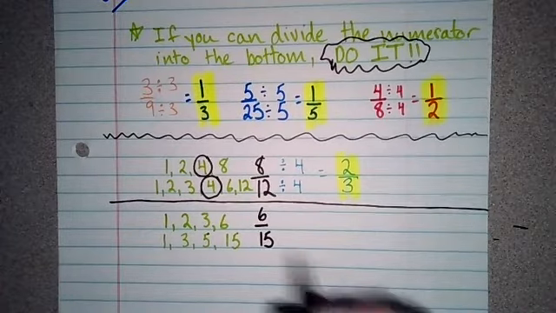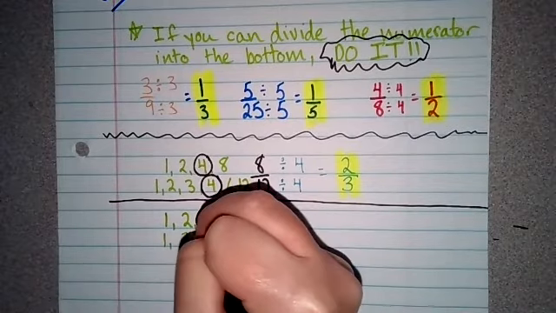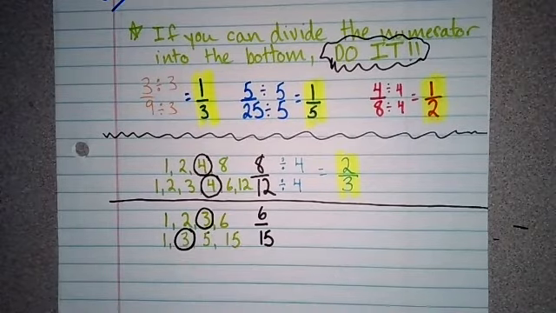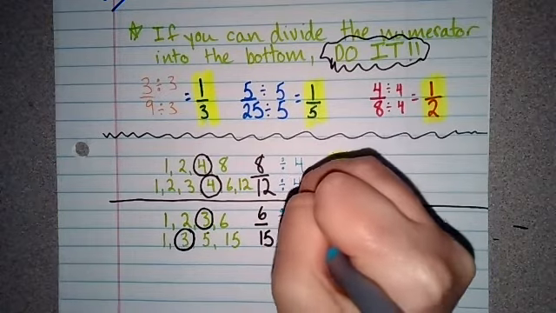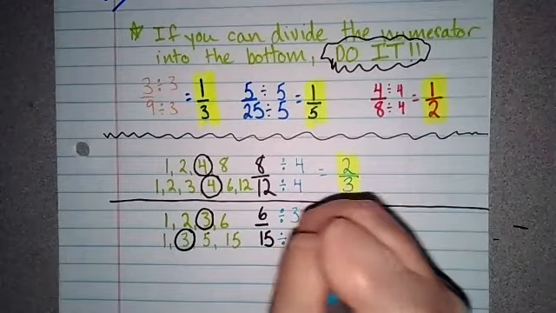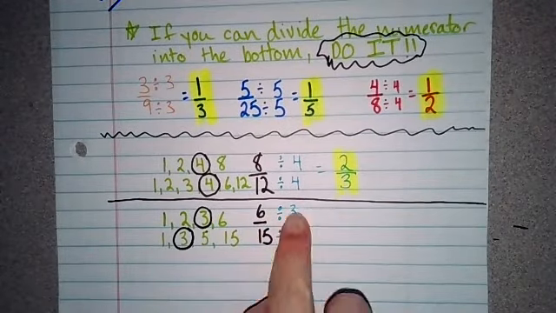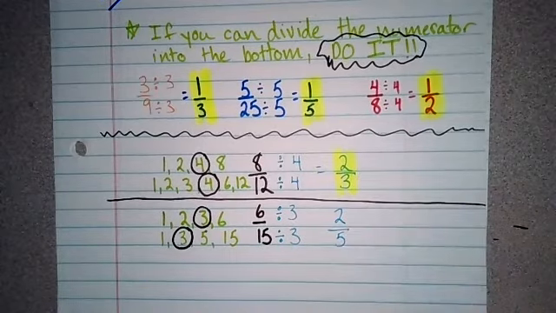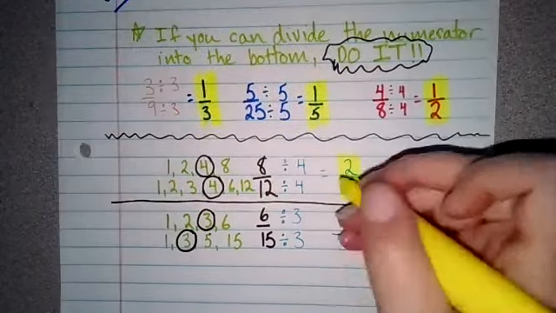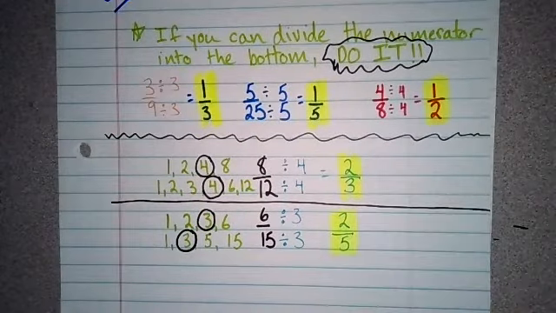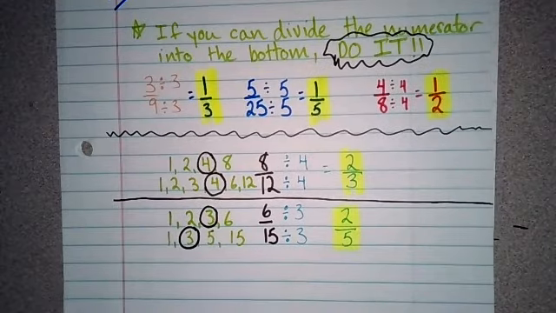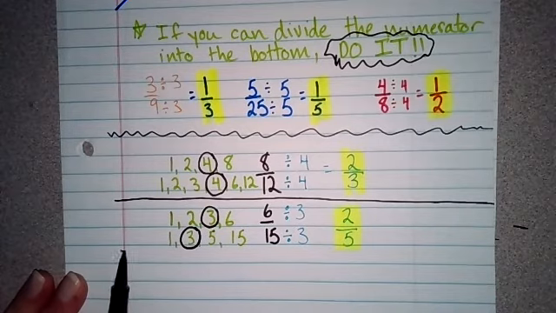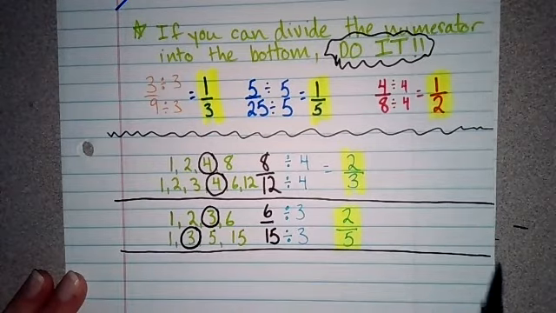Now the next step is that you are going to take the largest number that is in both lists, and the largest number in both lists is 3. And that is what you divide by. So here we go. 6 divided by 3 on the top, 15 divided by 3 on the bottom. So 6 divided by 3 is 2, 15 divided by 3 is 5, and so my simplified, smaller, reduced fraction is 2/5. It's equivalent, okay? It's the same value, it's just smaller.